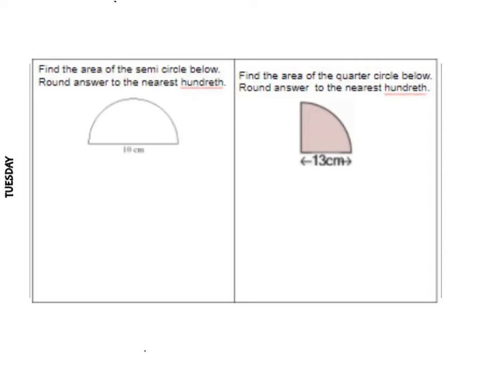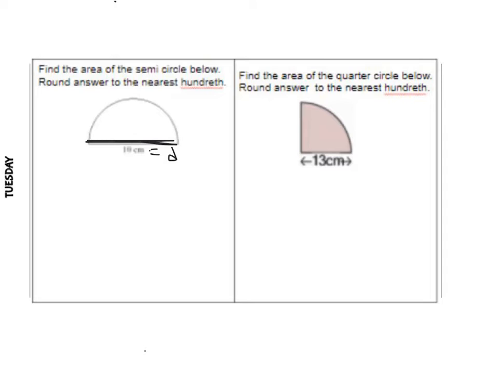Okay, so let's go ahead and work on the warm-up. This is from yesterday's lesson where you're doing half a circle, or semicircle, and a quarter circle. It says, find the area of the semicircle below, round the answer to the nearest hundredth place. So if you look at it, what information did they give you? Diameter. Okay, so that equals diameter.